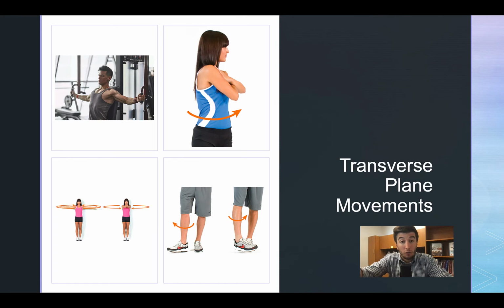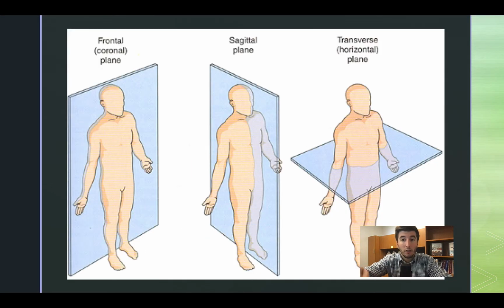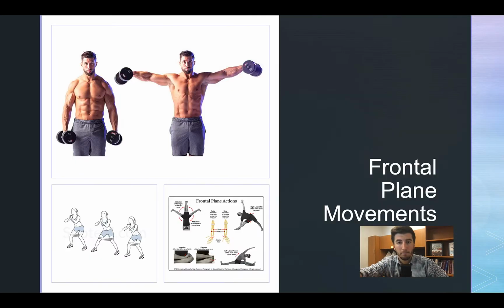And there are transverse plane movements. These are going to be rotation movements, right? So if we go back to this transverse plane and it's cutting across the body here, we're going to need to have a rotation of the body occurring in order to be achieving a movement in line with that two-dimensional plane.